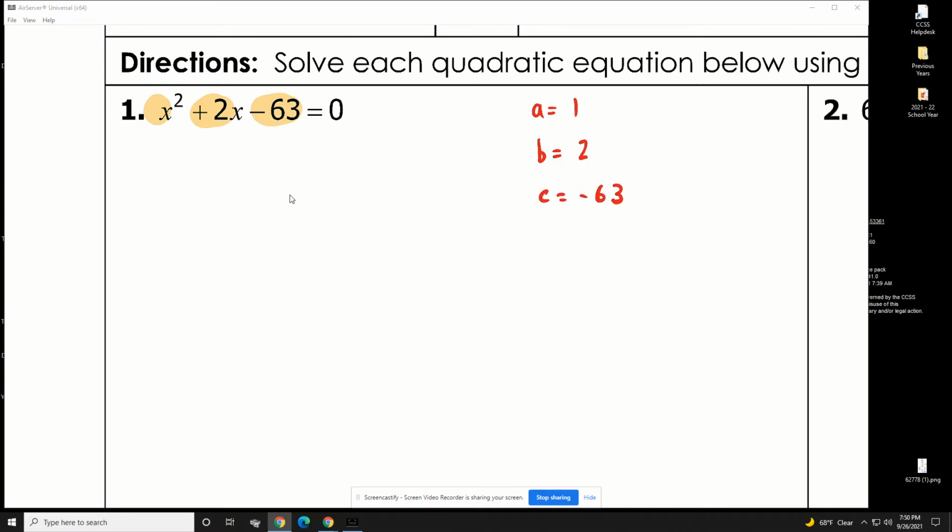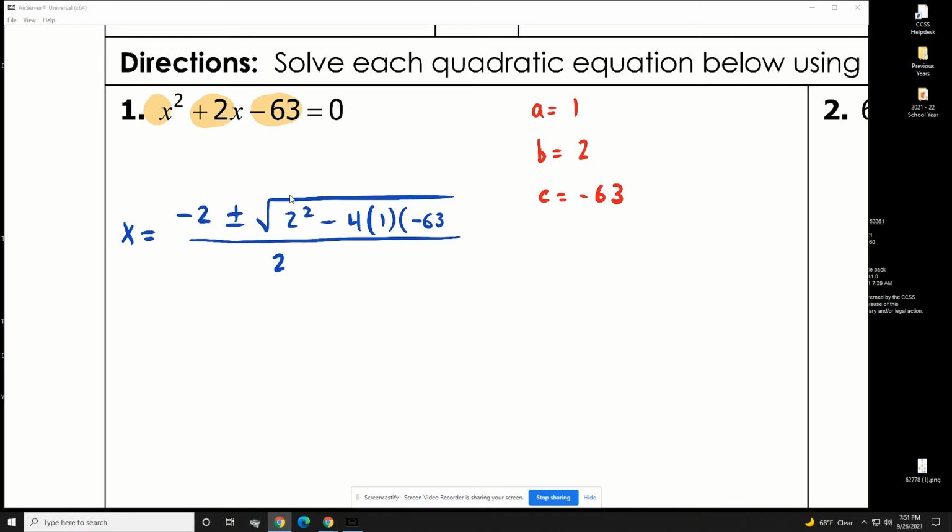So we're going to take these values and we're going to plug them into this thing we call the quadratic formula. So here it is. x equals negative b plus or minus the square root of b squared minus 4 times a times c, and all of this is divided by 2 times a. If you notice, I took all of the values straight from the standard form of my quadratic, and I plugged them into the equation that I'm giving you.